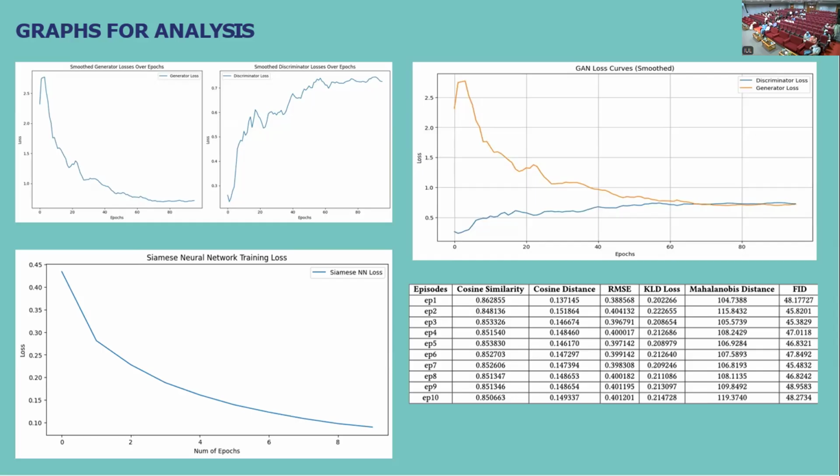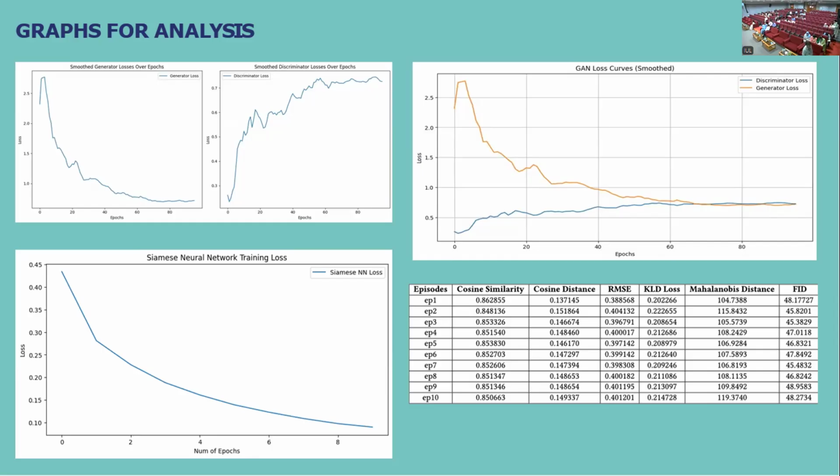In the top right curve, the GAN loss curve, the above one is the generator loss and the below one is the discriminator. They will try to become constant after certain epochs. So that particular epoch, up to 80 epochs, is what we have to run.